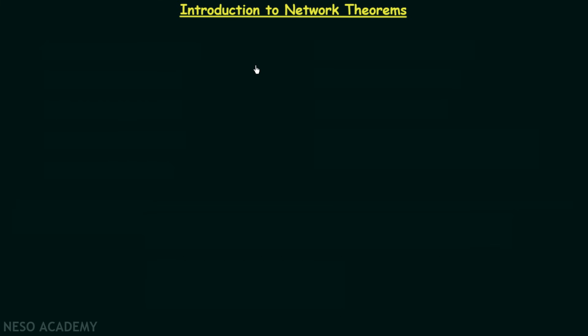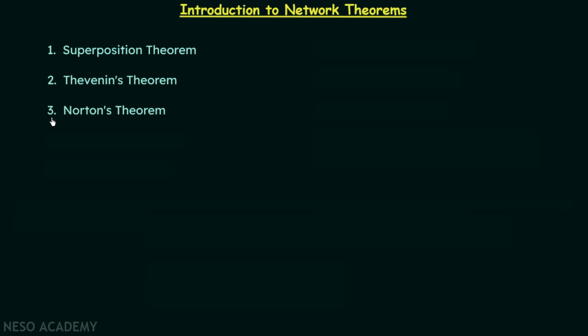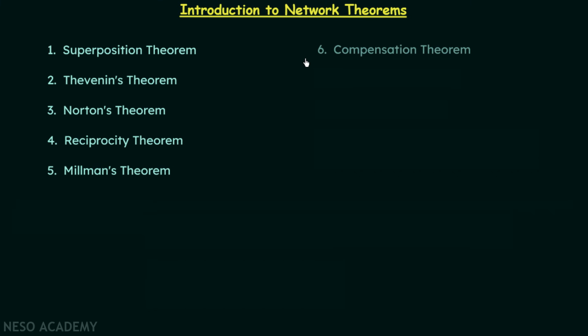To begin with, we will first know the names of the theorems we are going to discuss in this chapter. The first theorem is superposition theorem. The second one is Thevenin's theorem. The third one is Norton's theorem. Fourth is reciprocity theorem. Fifth is Millman's theorem. Sixth one is compensation theorem.